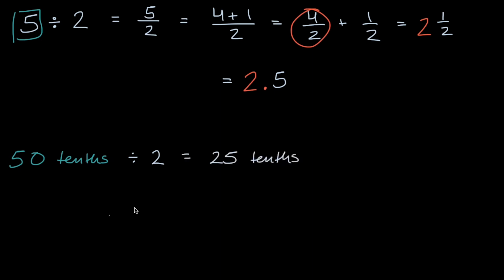And how would we express 25 tenths as a decimal? Well, I could put some place values here. So we definitely have 5 tenths. I'll put that in the tenths place. And then 20 tenths, 20 tenths is the same thing as 2 ones. And that's exactly what we had up here. Either way, you get 2.5, 2 ones and 5 tenths.